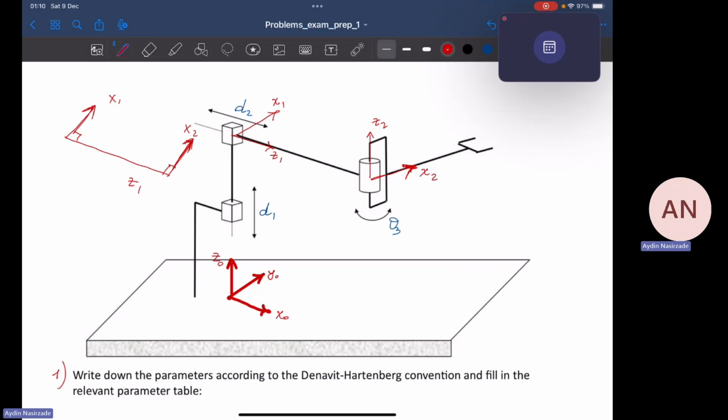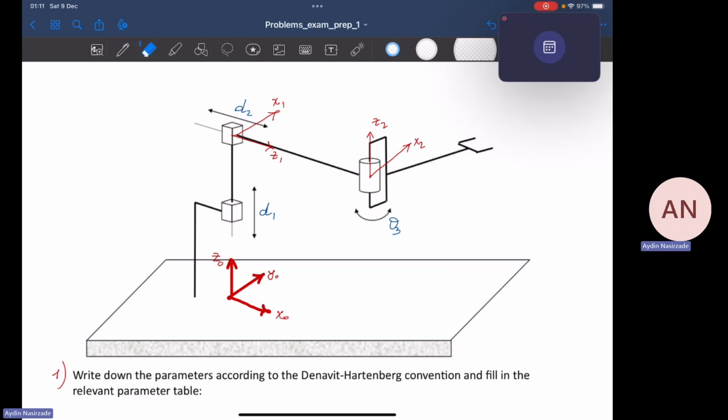So that's why I cannot draw X2 in this particular direction, but I have to draw X2 parallel to X1. That's why it's going to be something like that. It's not so accurate, but it's going to be something like that. That's X2. That's it. All right.